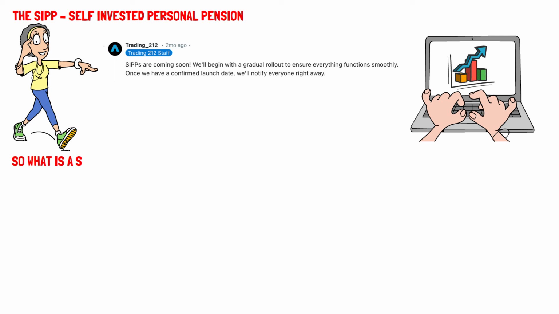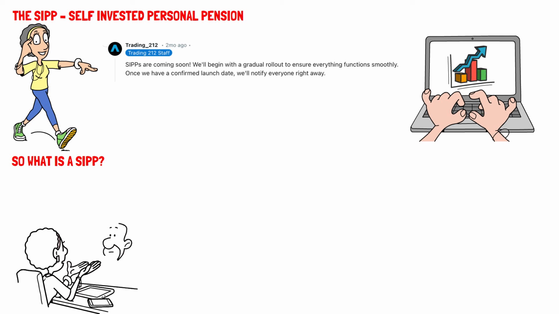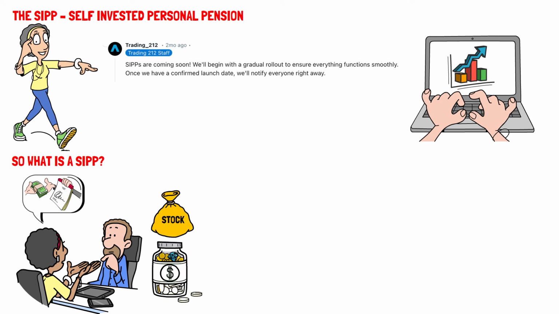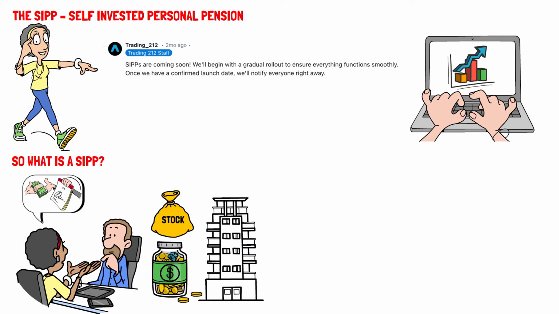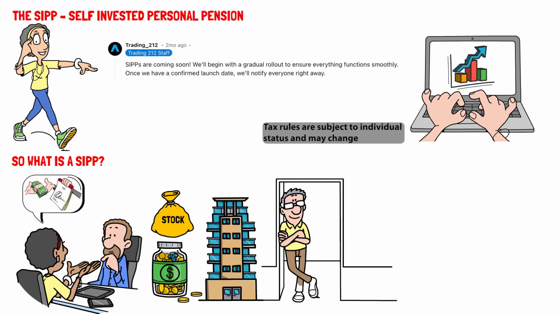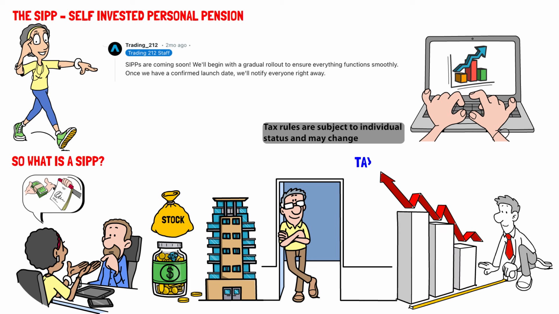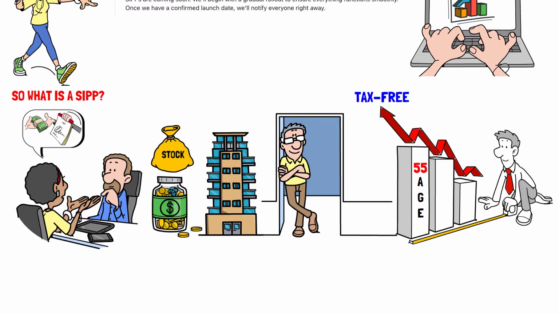So what is a SIPP? A SIPP, or Self-Invested Personal Pension, is a type of UK pension plan that gives you more control over how your retirement money is invested. Unlike regular pensions, a SIPP lets you choose from a wider range of investments, like stocks, funds, or even property. It's a good option if you want to be more hands-on with your retirement savings. You also get tax benefits on the money you put in, and your investments can grow tax-free until you start taking the money out, usually from age 55 or rising to 57 in 2028.